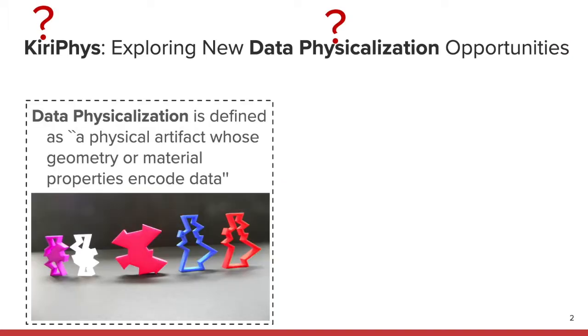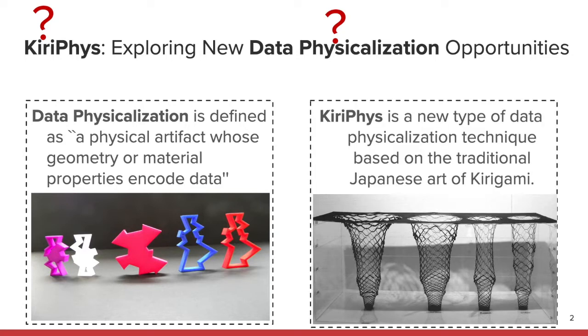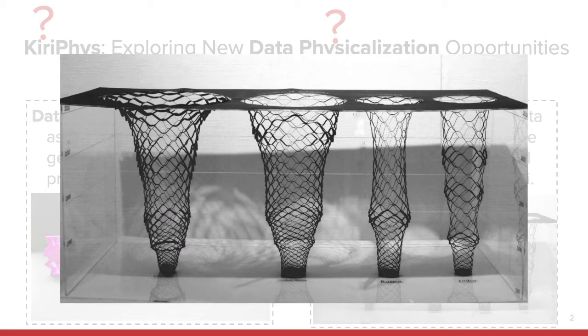Data physicalization, as Jansen et al. define, is a physical artifact whose geometry or material properties encode data. And Kirfiz is a new type of data physicalization that we developed based on the traditional Japanese art of kirigami. Let's now take a closer look at this type of physicalization.